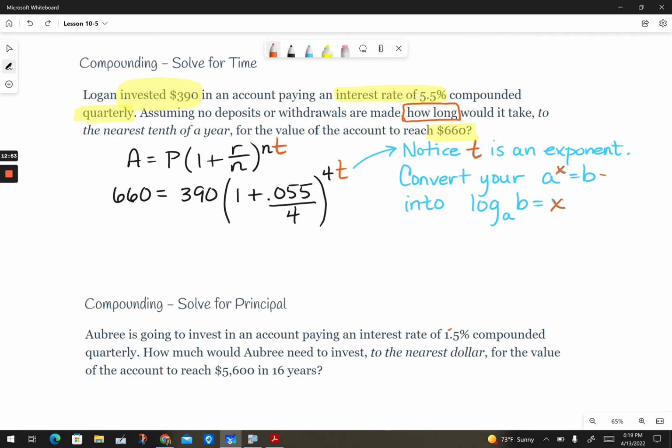So let's go look at this problem. I need to solve for t. My t is right over here.